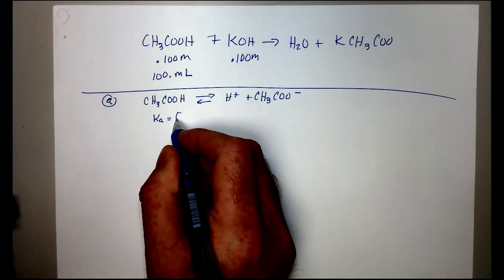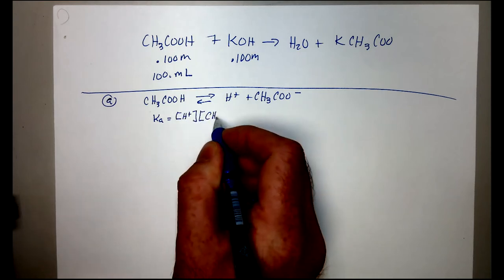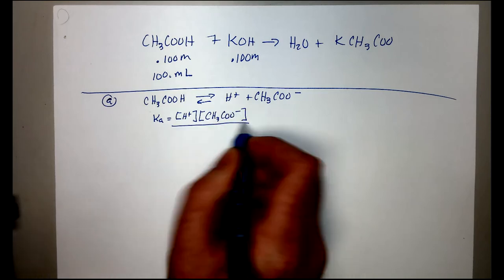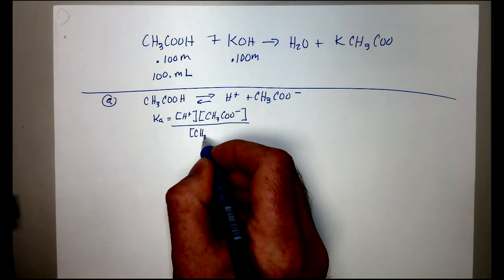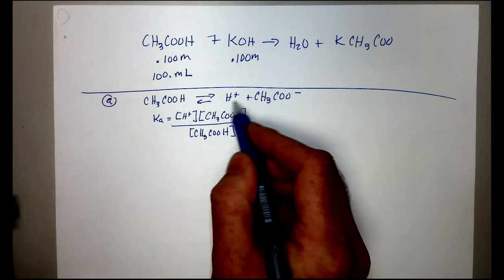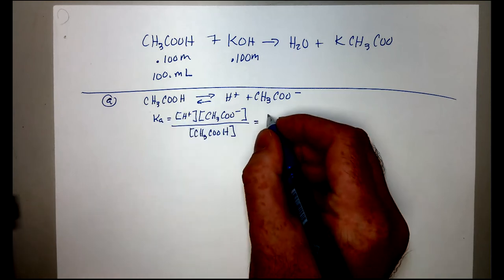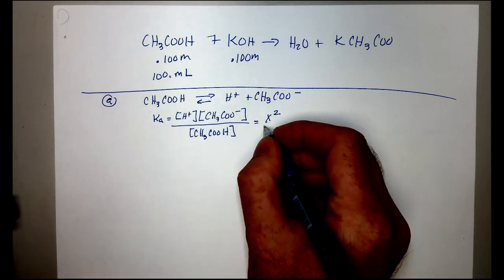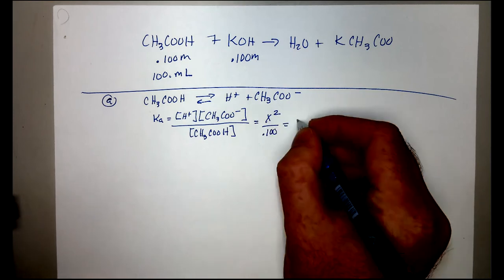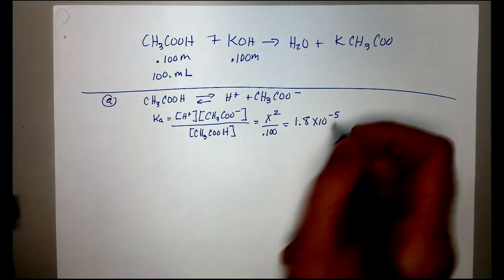So Ka is equal to the concentration of H+, concentration of the acetate over the concentration of the non-ionized acid. This should look pretty familiar by now. We're going to assume these concentrations are X and that this one's roughly unchanged. So that reduces to X squared over 0.100 equals our Ka for acetic acid, which we've been using, is 1.8 times 10 to the negative fifth.